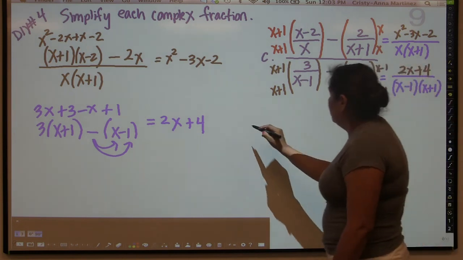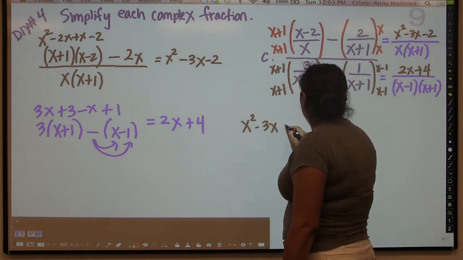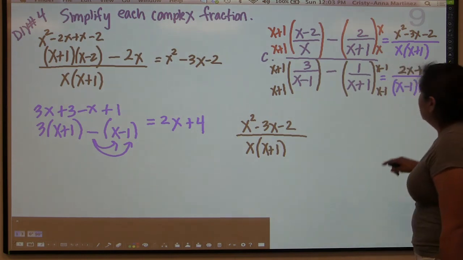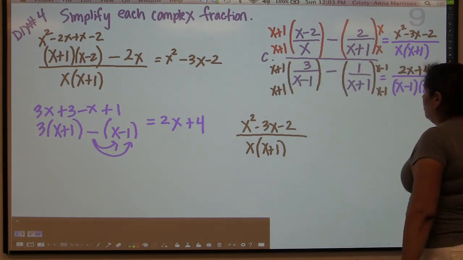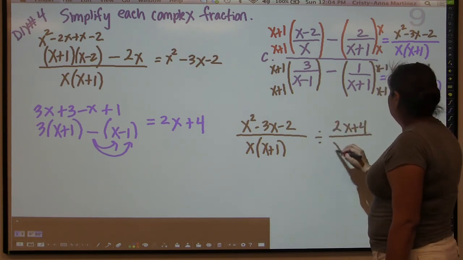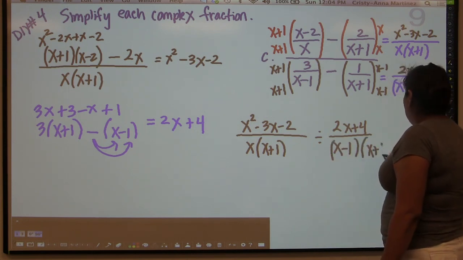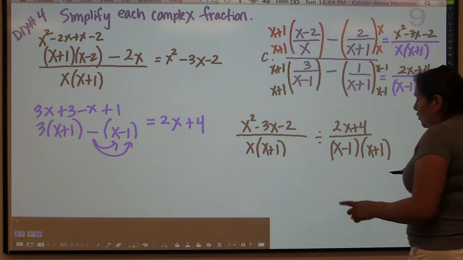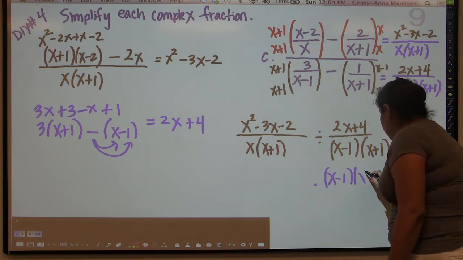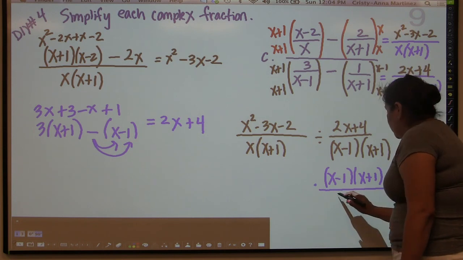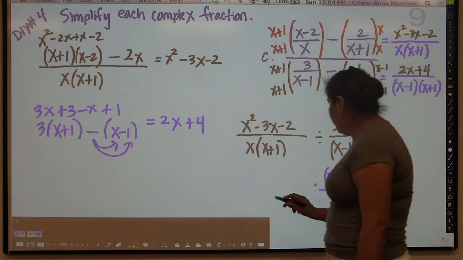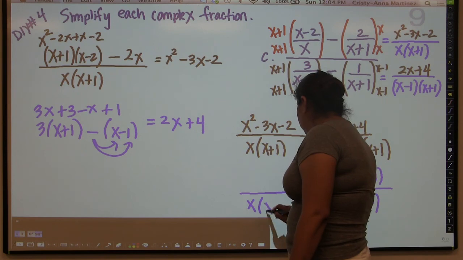All right, so if that wasn't enough to scare you, now we actually have to rewrite what I said earlier. We're going to go x squared minus 3x minus 2 divided by x times x plus 1. And then instead of what we see here is this division bar, so we can go divided by 2x plus 4 over x minus 1, x plus 1. And just like I did in the previous examples, we can convert this division to multiplication by flipping it over and multiplying. So x minus 1 times x plus 1 over 2 times x plus 2, because I can factor the 2 out of this guy. And then over here, we have x times x plus 1.